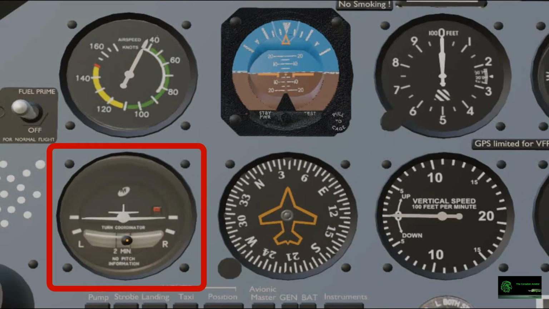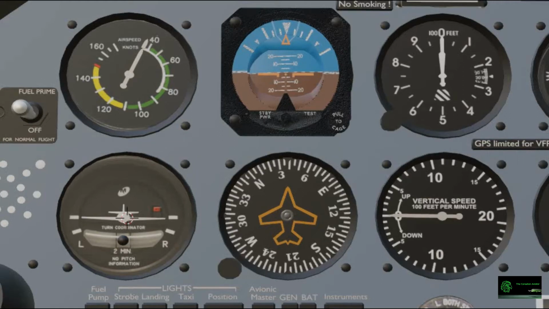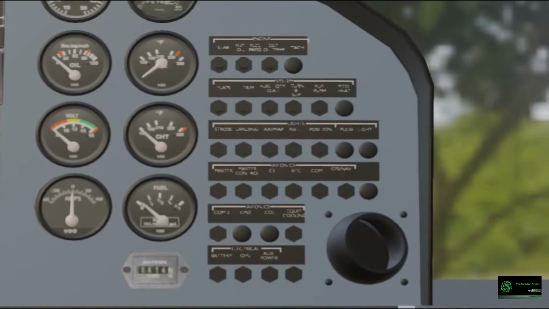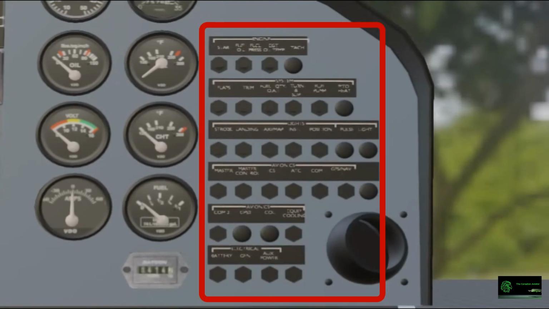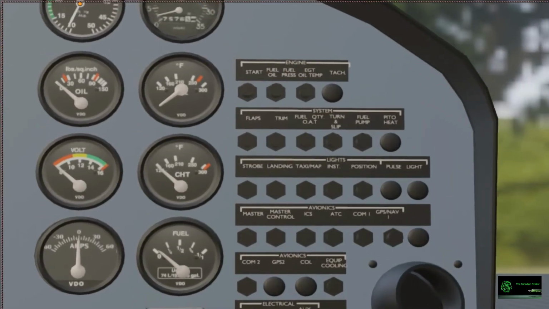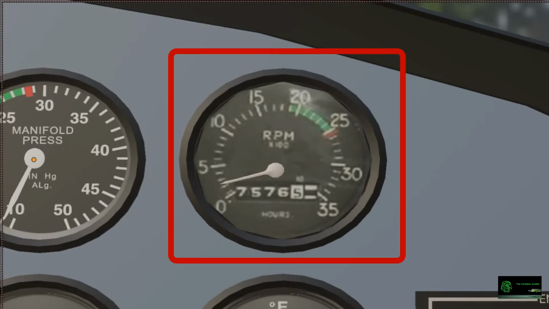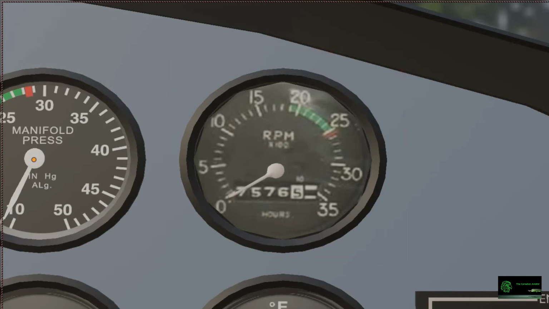The turn coordinator indicates the rate of turn of the aircraft, and the inclinometer indicates the quality of the turn in terms of slips and skids. Moving to the right of the cockpit, we have the circuit breakers, which protect the electrical components of the airplane. The tachometer, similar to one in a car, measures the number of revolutions per minute that the aircraft engine is turning. The unit of measurement is RPM.